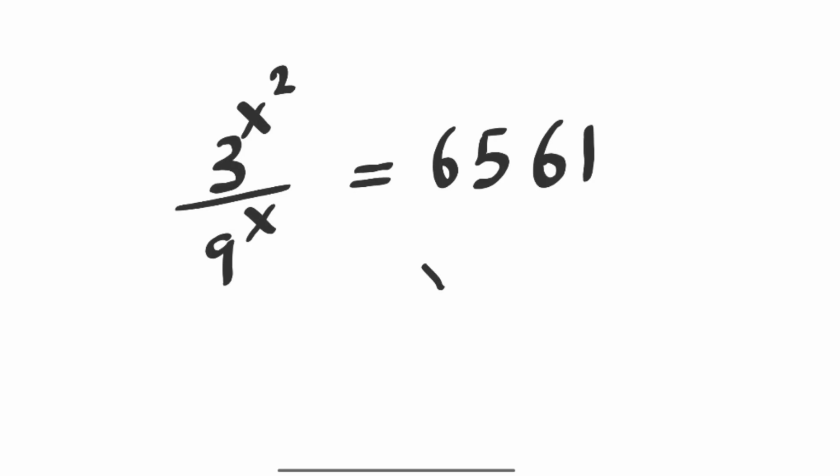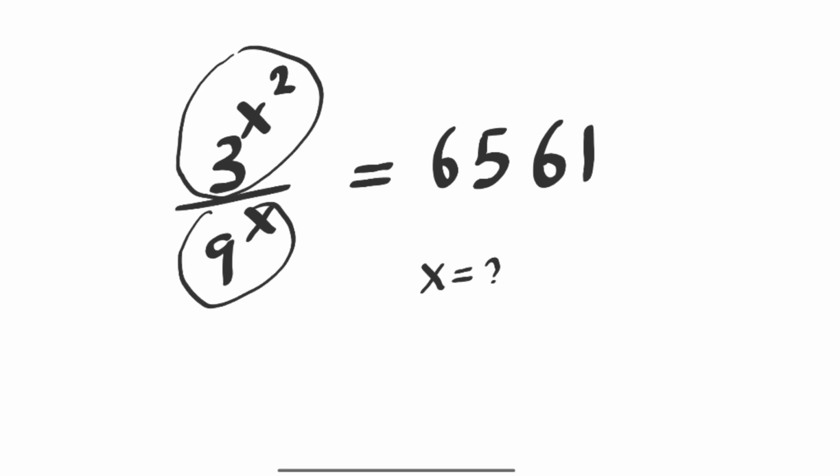Let us solve for x, given 3 raised to power x square divided by 9 raised to power x is equal to 6,561.